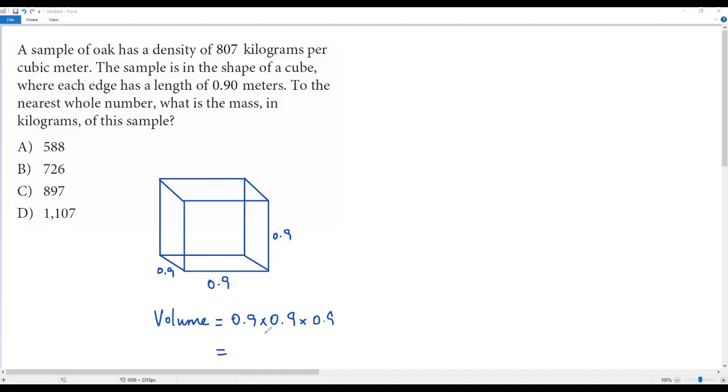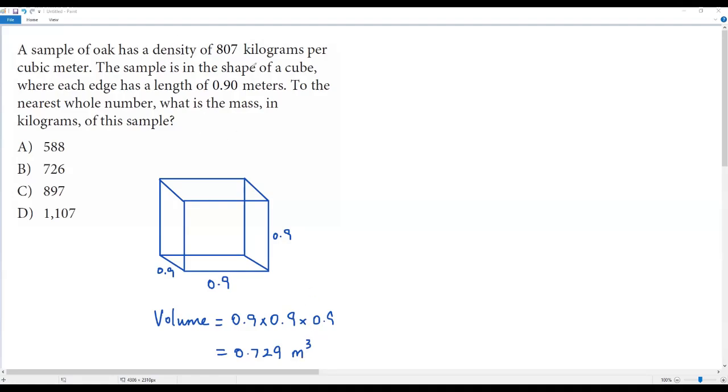When I multiply 0.9, 0.9, 0.9, I get 0.729, and the unit has to be cubic meters, because 0.9 meters times 0.9 meters times 0.9 meters gives meters cubed. Now I have the volume of the sample, which is in the shape of a cube. Its volume is 0.729 cubic meters.